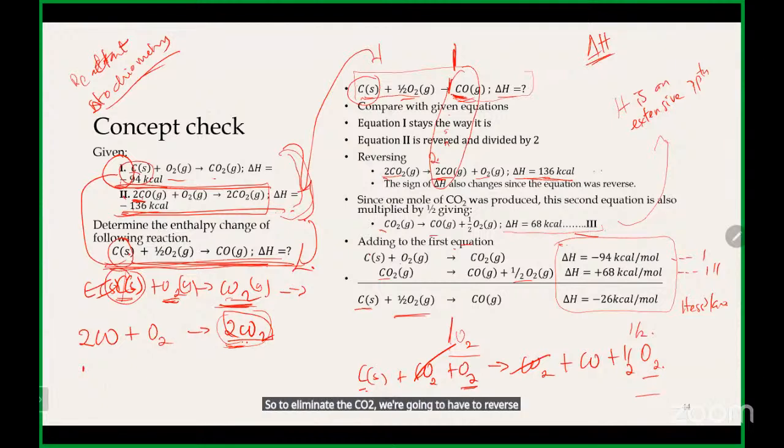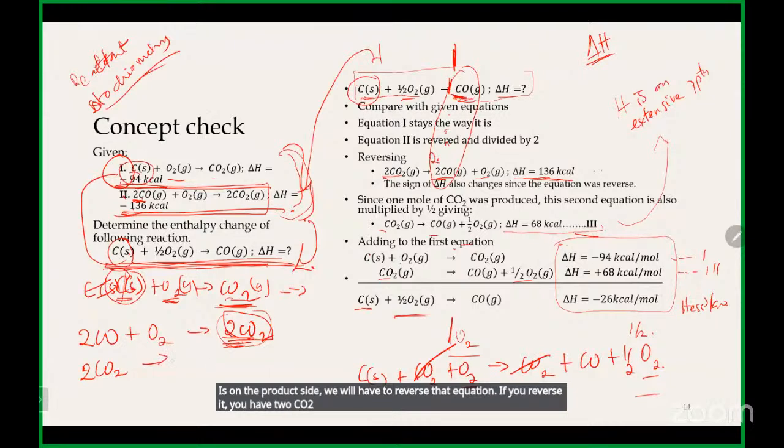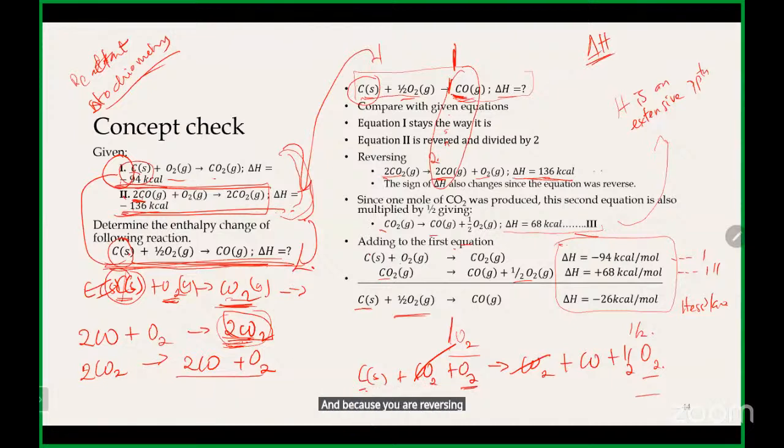Are we following? Yes, ma'am. Because this CO2 is on the product side, we will have to reverse that equation. If you reverse it, you have 2CO2 going to 2CO plus O2. And because you are reversing it, you will also change the sign of delta H.